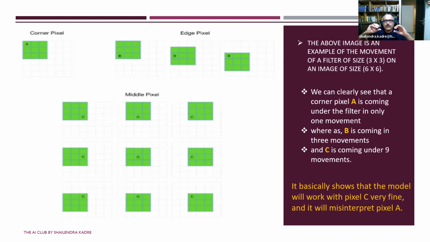So if we are covering B or C more number of times, there is a better chance that we will capture them well. That's why we do some kind of padding, which is nothing but covering the image all around by one layer of zeros, or maybe two layers of zeros. That is called padding. This is a simple image processing technique which we use while doing convolution. Any questions on this, anyone?